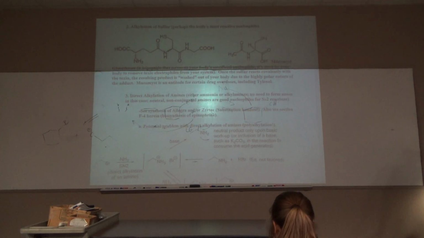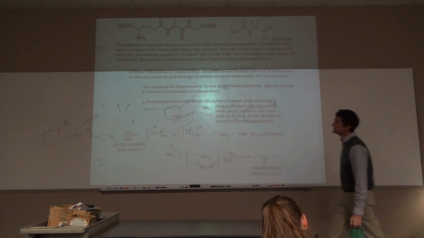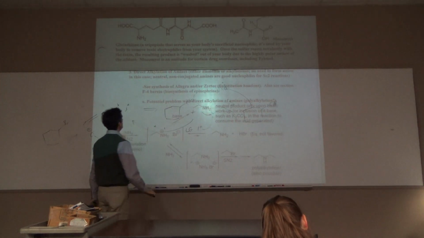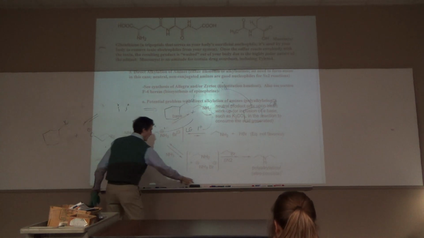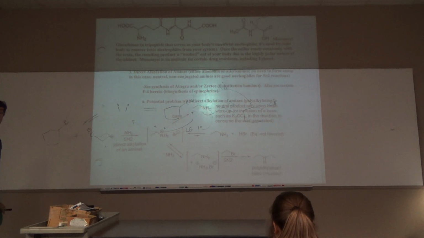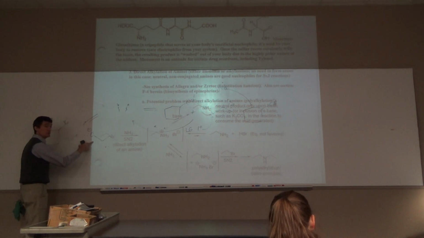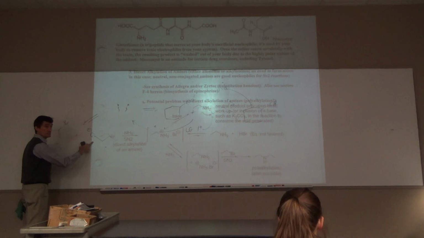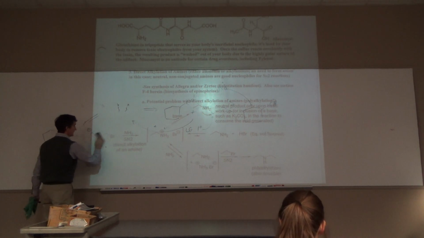Alkylation of nitrogen. Direct alkylation of nitrogen, number three. When we use nitrogen as a nucleophile, amines, like an sp3 nitrogen, we typically do not have to form the anion. We have to form the anion with oxygen, because a neutral oxygen is not a good nucleophile. But a neutral amine is a good nucleophile.